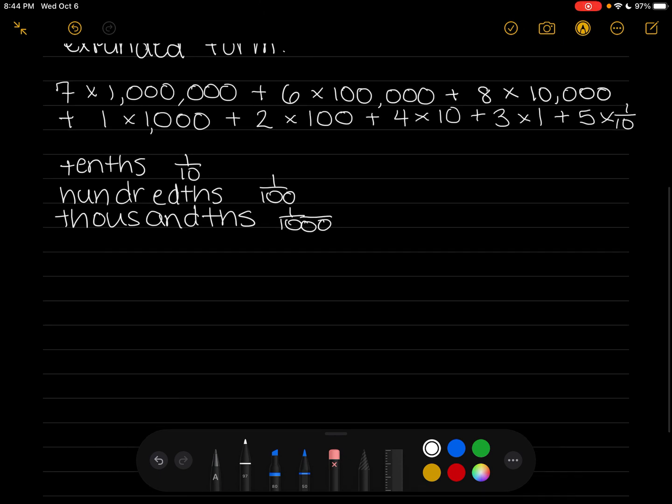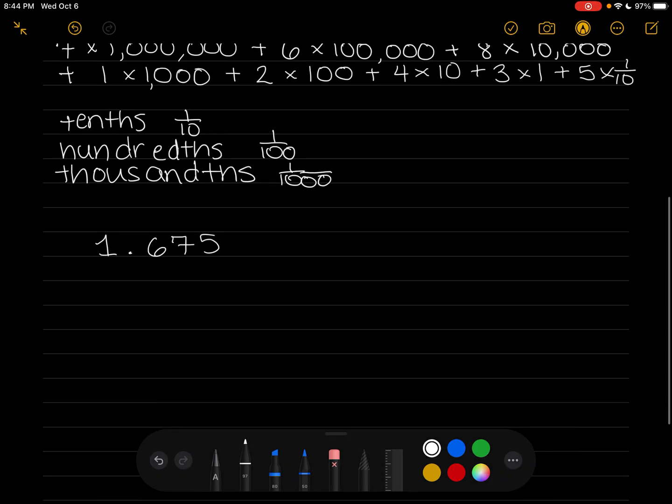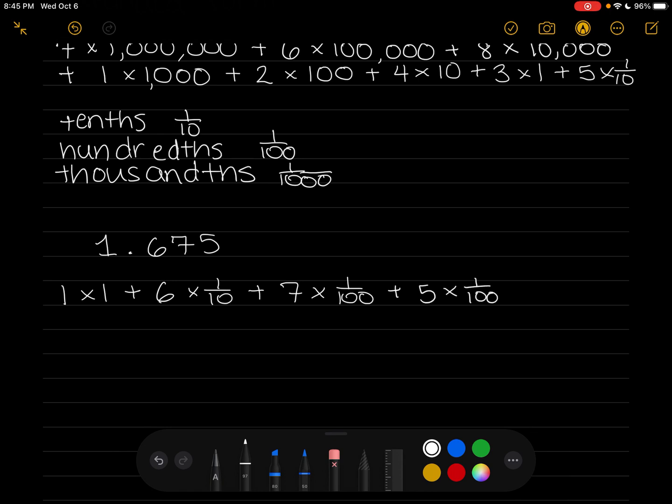So for example, if I had the number 1 and 675 thousandths, in expanded form, I would have 1 times 1 because it's in the ones place, plus 6 times 1/10 because it's in the tenths place, plus 7 times 1/100 because it's in the hundredths place, plus 5 times 1/1000 because it's in the thousandths place.